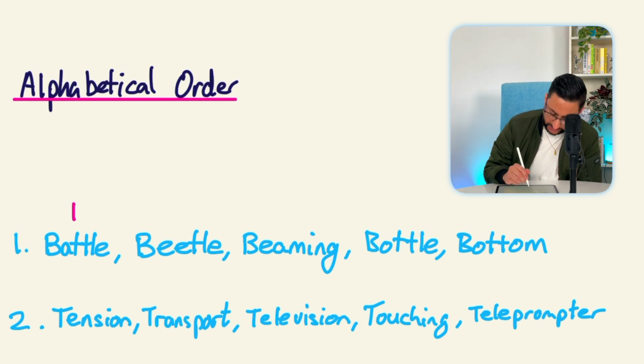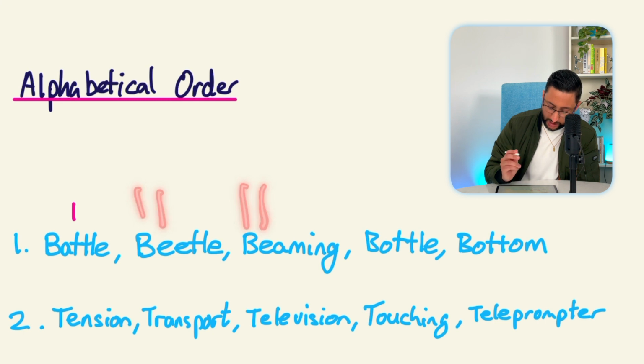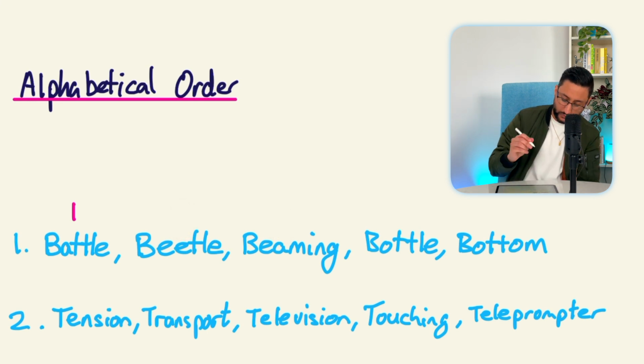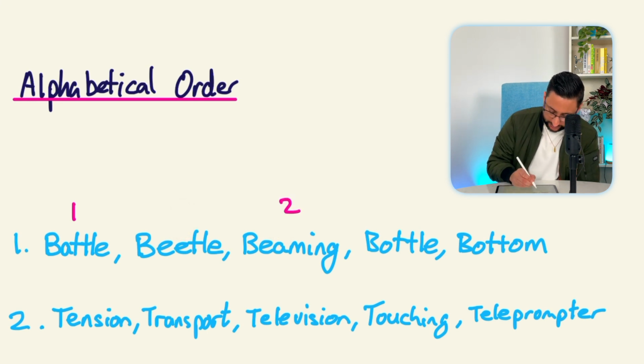We have beetle and beaming, so they both have B-E. However, the third letter in beetle is E, the third letter in beaming is A. So, beaming is 2, beetle is 3.